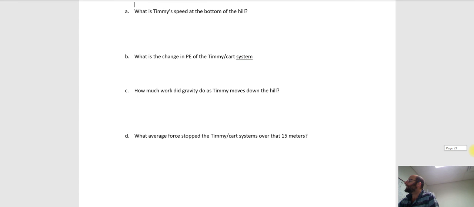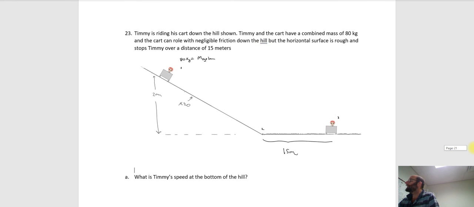Next term: how much work did gravity do as Timmy moves down the hill? The gravitational force is down, equal to mg, and the displacement in the vertical direction is this 20 meters. Then ask yourself, is the work done by gravity positive or negative? Remember, when the force is in the direction of motion, the work is considered positive.